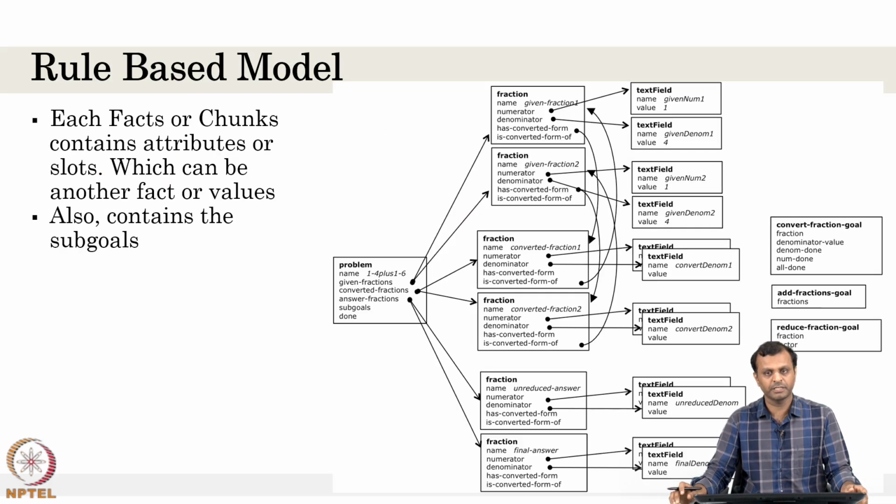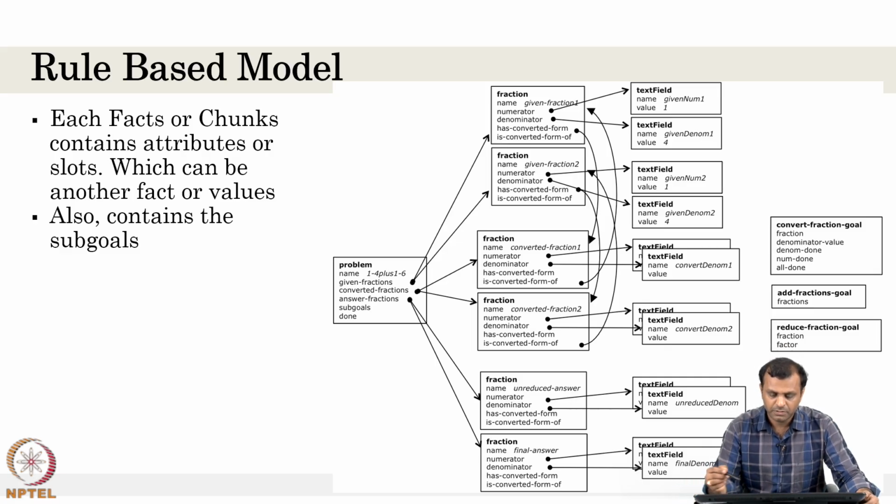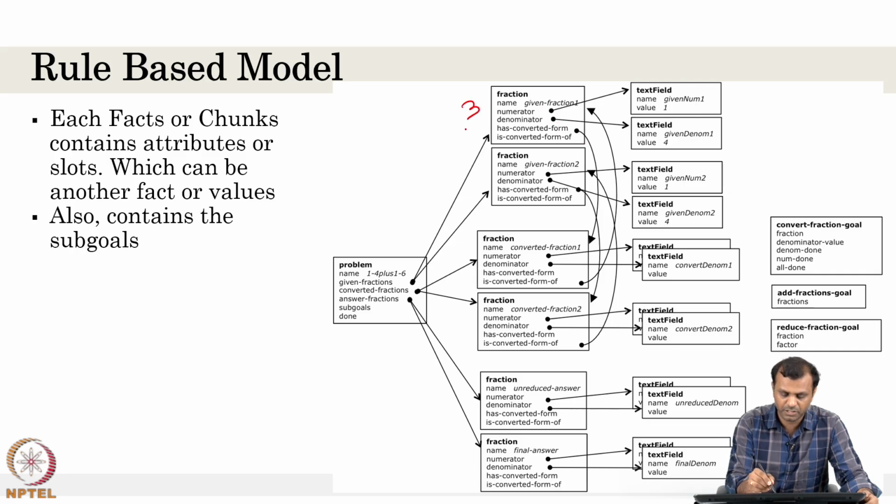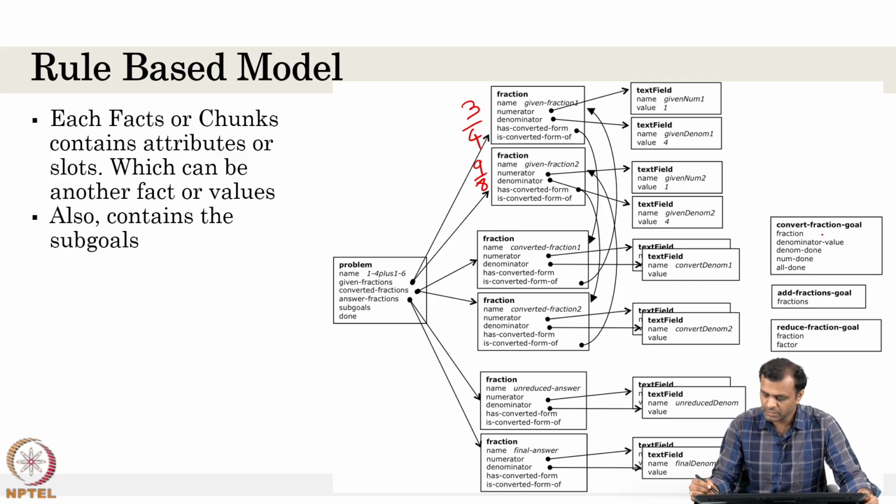Let us see an example in detail. This is how the rule-based model is created. For example, in a fraction, the first step is to convert the numerator and denominator into a new form. Suppose the given value is 3 by 4 and 9 by 8. This is the given form. You know these two numbers. Now you have to convert the fraction and numerator into a new form. That is, the goal is to get the fraction value. The second is the denominator value, and when denominator done, numerator done, all done. Which means the first step is the denominator value.